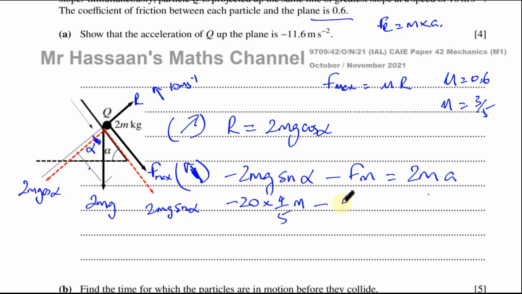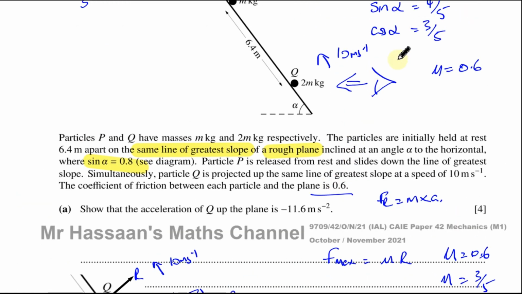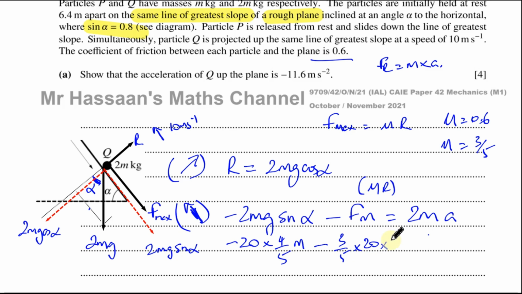Minus F max, which is mu R. Now F max is equal to mu R, so it's 3/5 times R, which is 20 times cosine alpha times m. Cosine alpha is 3/5, so it's 3/5 times 20 times another 3/5. This one is from mu and this one is from cosine alpha. And that's times m, equal to 2ma. So we can cancel out the m straight away in every term. I can cancel out the 2 with these two 20s, dividing everything by 2.